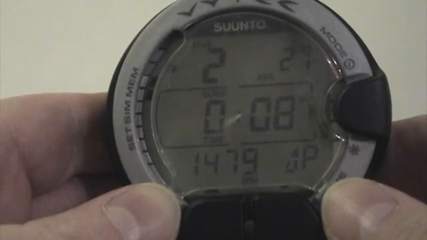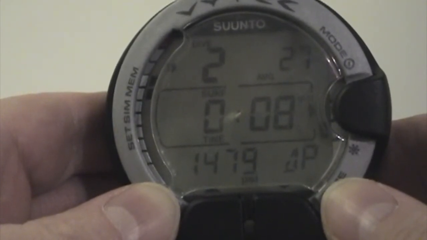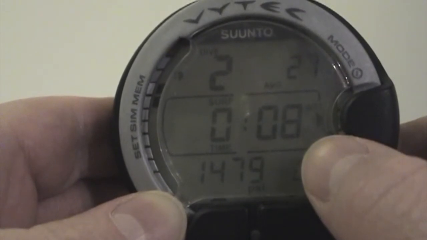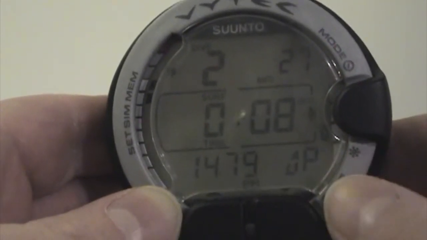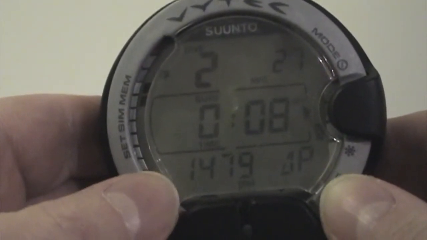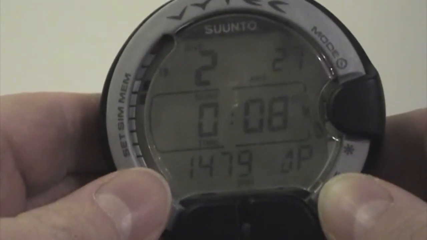This page tells me that my average depth was 27 feet, that I had a surface interval between dives of 8 minutes, and that I used 1,479 psi in my tank.